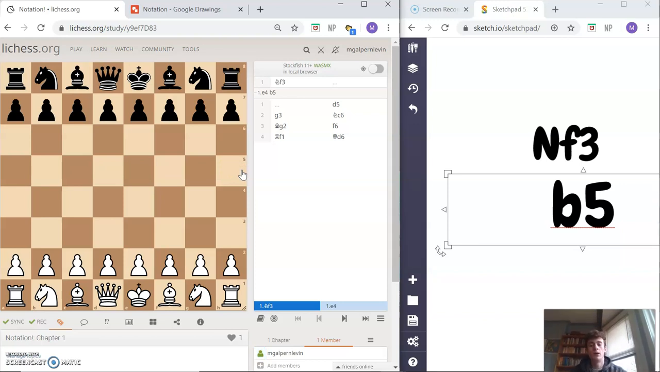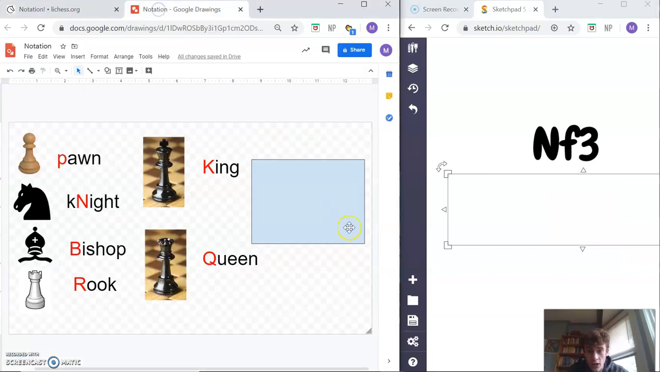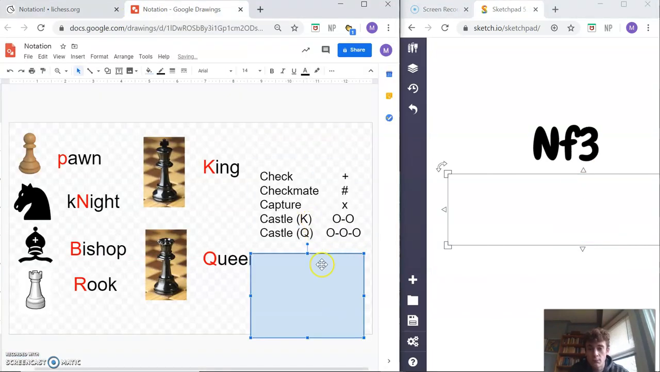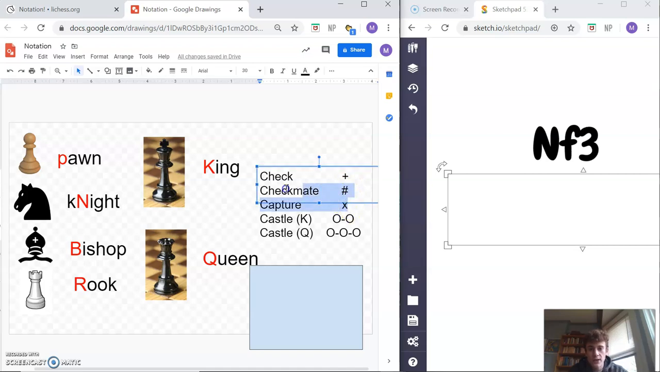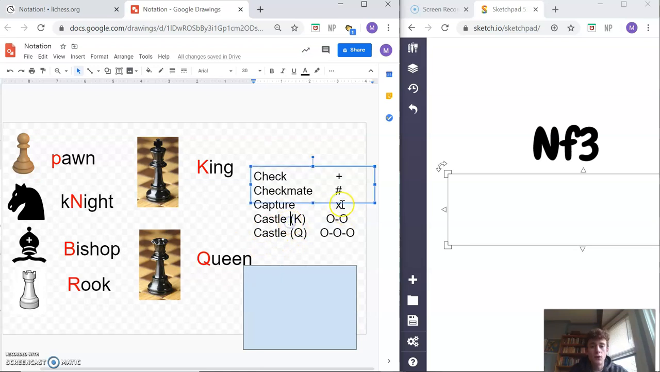Now, let's spice it up a little bit, right? Because there's some more things that happen in a chess game. So over here, you might have noticed my super sneaky box. Here we go. We got it out of the way. I have a few more chess moves that we need to be able to notate, right? So a check is a plus sign. And you might be asking, well, let's focus on these 3 first, okay? We'll come to castling in a minute, I promise. But let's focus on these 3 first, okay?